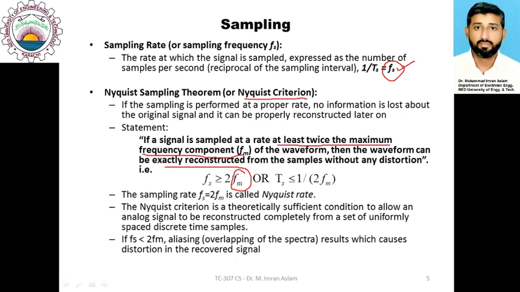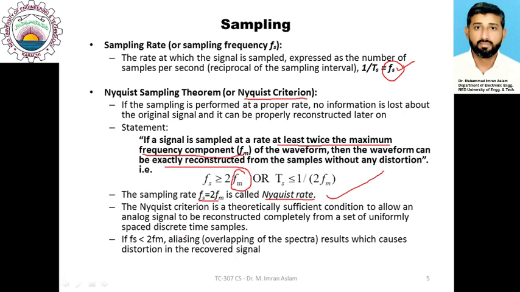without distortion. So for proper reconstruction of the signal, it is important that sampling is performed at a rate higher than double the maximum frequency component in the signal. This cutoff value of 2 Fm is named as the Nyquist rate. So the sampling rate should be greater than this Nyquist rate, otherwise it will cause distortion in the signal.